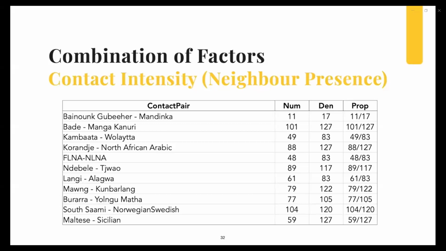So if we just compare those values of the first, Finno-Ugristik and Mandinka, with South Sami and Norwegian Swedish, you can see instinctively that South Sami and Norwegian Swedish has more opportunities or has more observances of where contact intensity could occur.